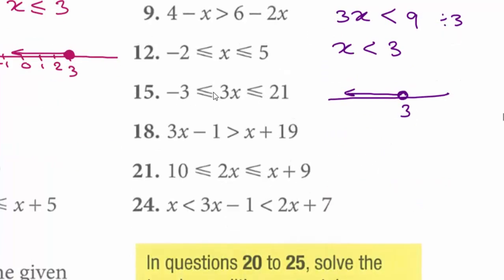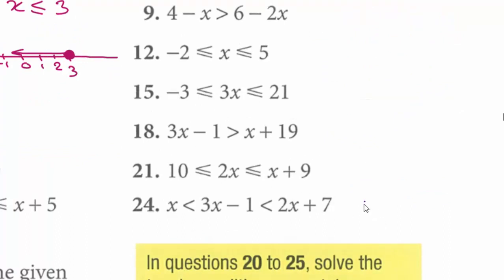Question, it looks a little bit different. Let's do 15. You can pause the video if you want to copy in your copybook. Now question 15. It looks a little bit different from the others. Negative 3 is less than or equal to 3x, and it's less than or equal to 21. Then look at them. Because of this 3, we will divide the whole inequality by 3. Divide everything by 3 to have x alone.